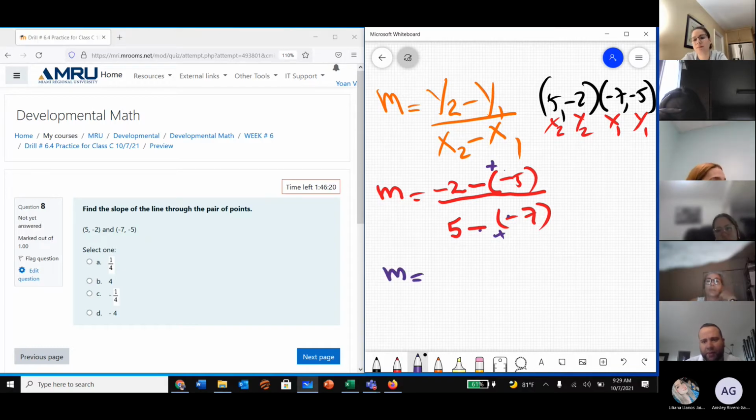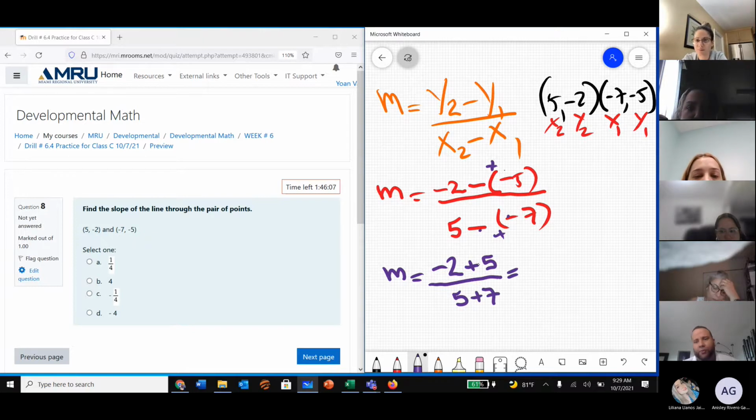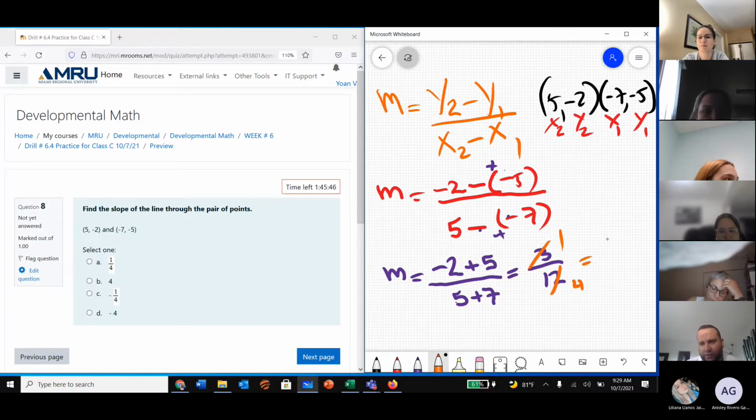And then in another step, we keep the same, -2 plus 5 over 5 plus 7. Two numbers with different signs, we need to subtract them. -2 plus 5 is 3, over 5 plus 7, which is 12. We simplify now. 3 divided by 3 is 1, and 12 divided by 3 is 4. Final result, the slope is 1/4.